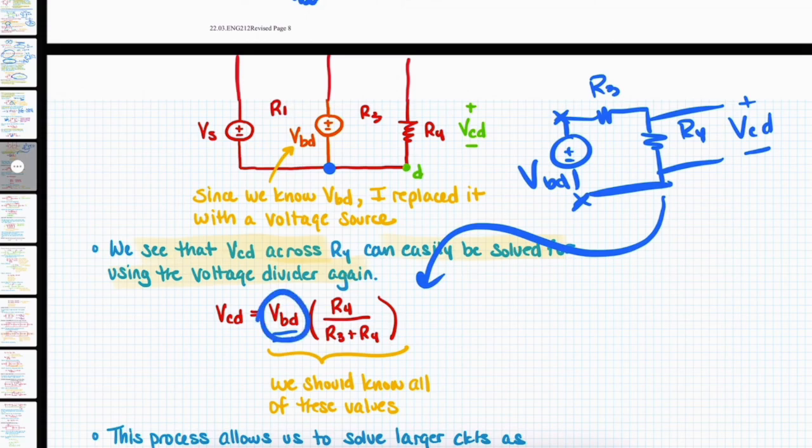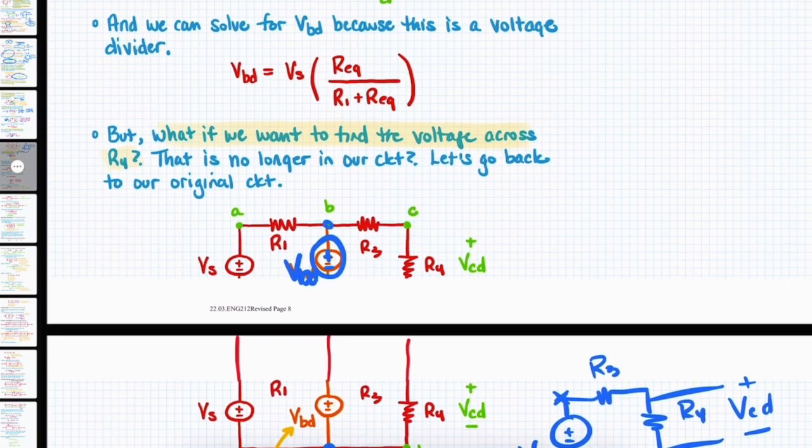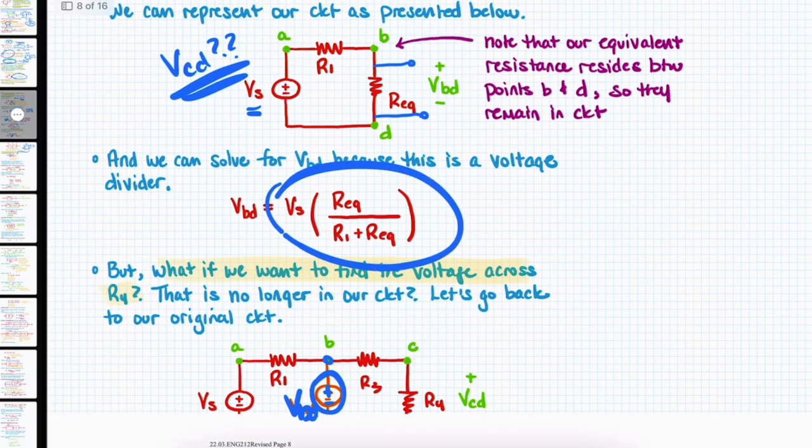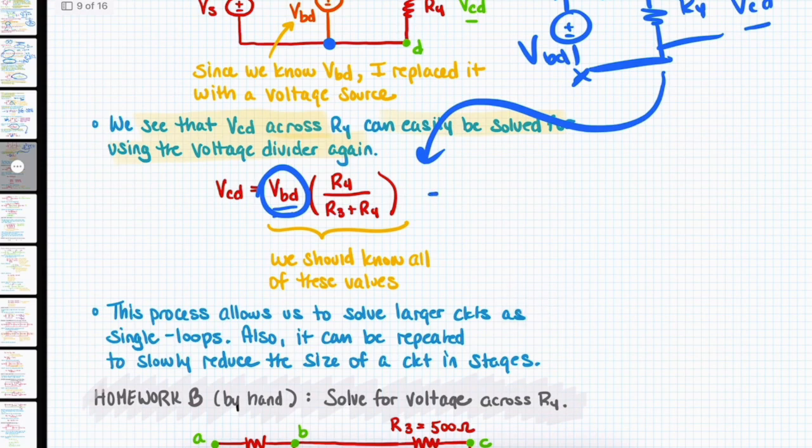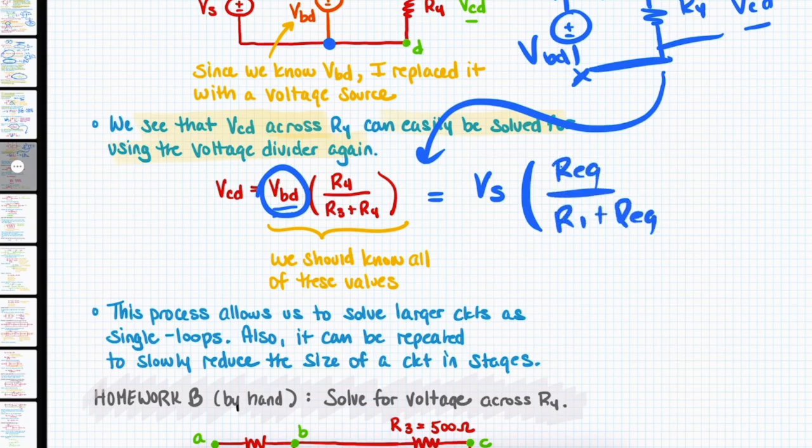Then what we can do is take our value of VBD that we got above from right here and plug it in below. And so what we would end up with is our initial VS times R equivalent over R1 plus R equivalent. That gives us VBD.